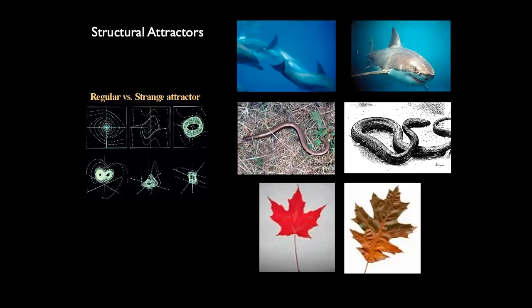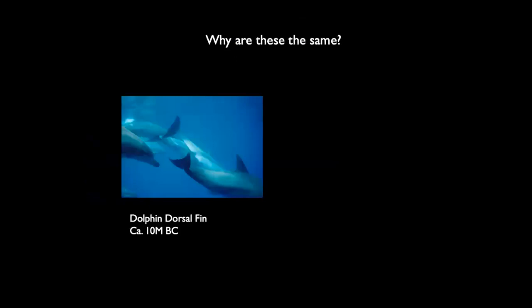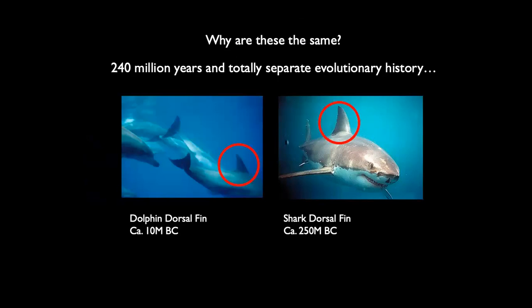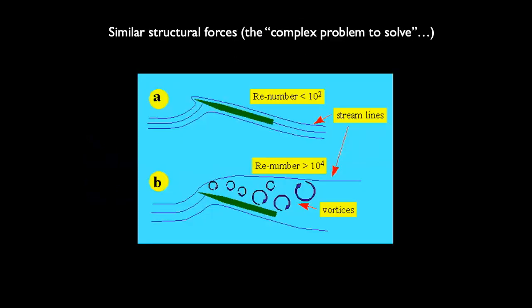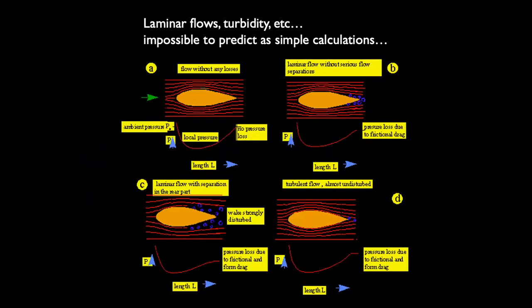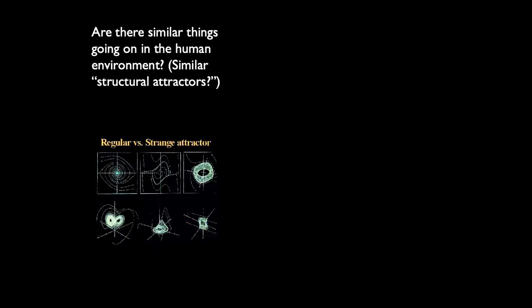And this is because, as Brian Goodwin, the biologist, pointed out, there are structural attractors that are producing the same response to the same complex dynamics. If you think about the dolphin's dorsal fin and the shark's dorsal fin that are the same, they have the same problem to solve, the same very complex structural forces, the laminar flow and the dynamics of turbulence of water and so on. And it turns out that there is a particular shape that resolves that problem. There's a particular structural attractor that is the solution to that problem that produces the same shape over and over and over again, regardless of where it exists in history. It can be 240 million years apart or whatever.